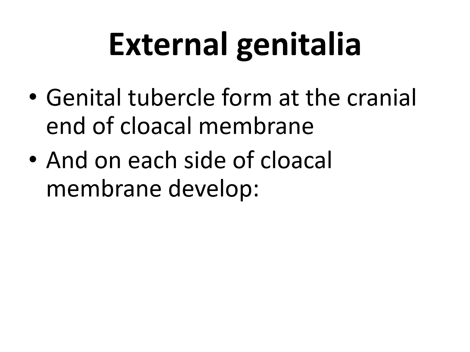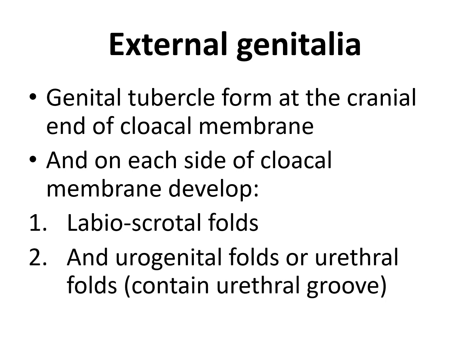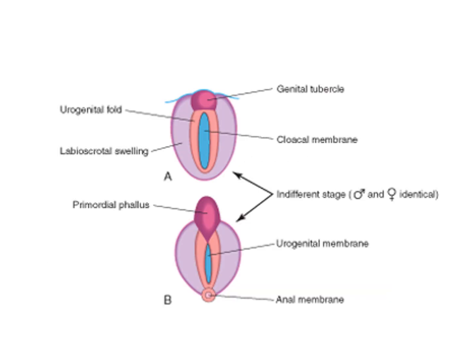So on each side of the cloacal membrane, we have the labioscrotal fold and the urogenital fold, or the urethral fold, or the genital fold, which contain the urethra. This is the genital tubercle here. This is labioscrotal, and this is urogenital or urethral fold. And at this level, this is in an undifferentiated stage. It can be male or female.